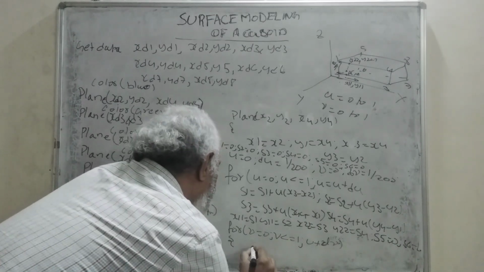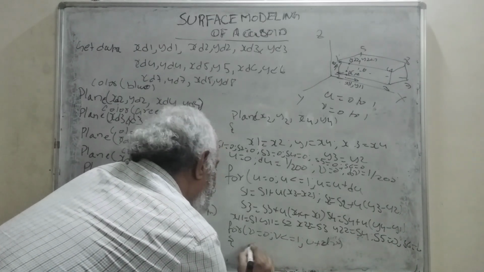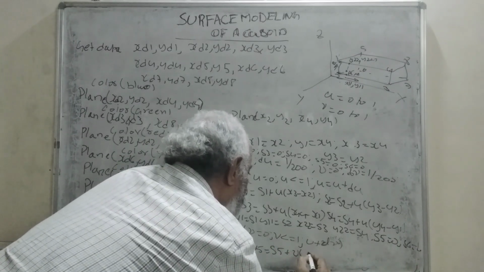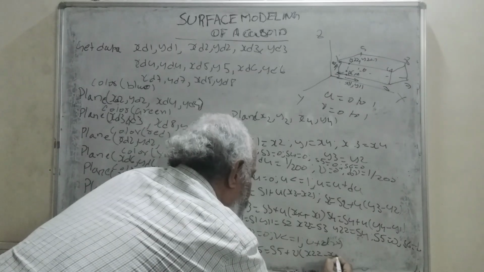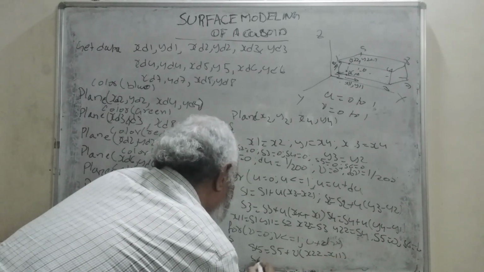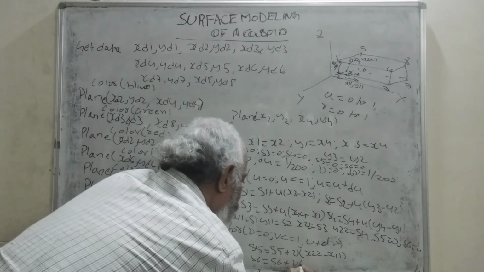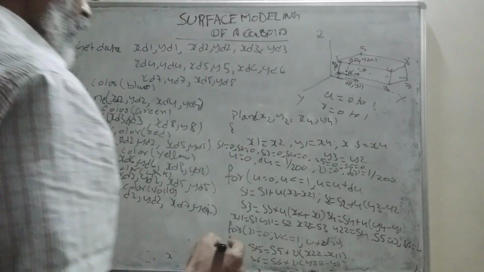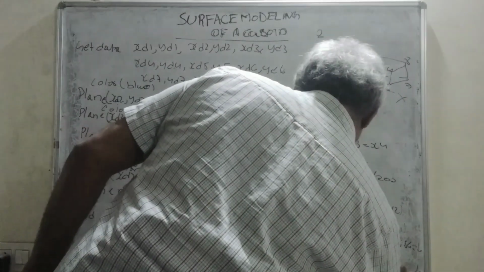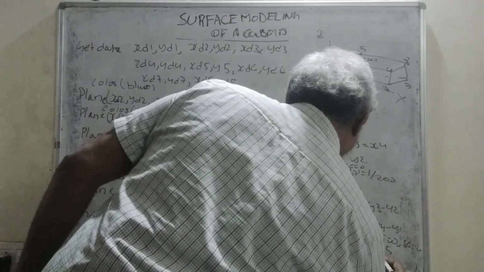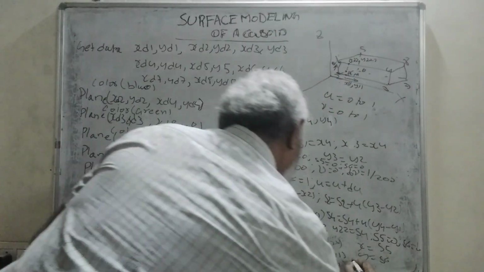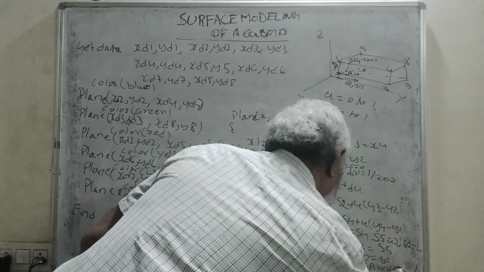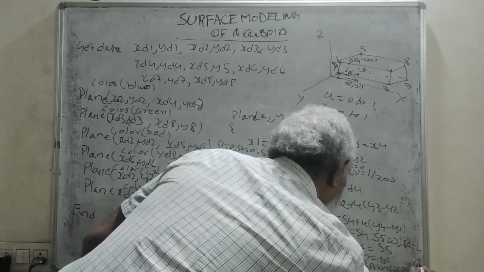What is it that you are trying to do? S5 is equal to S5 plus V into X22 minus X11. S6 is equal to S6 plus V into Y22 minus Y11. And X is equal to S5, Y is equal to S6. Plot pixel XY. And this is one end, this is another end.